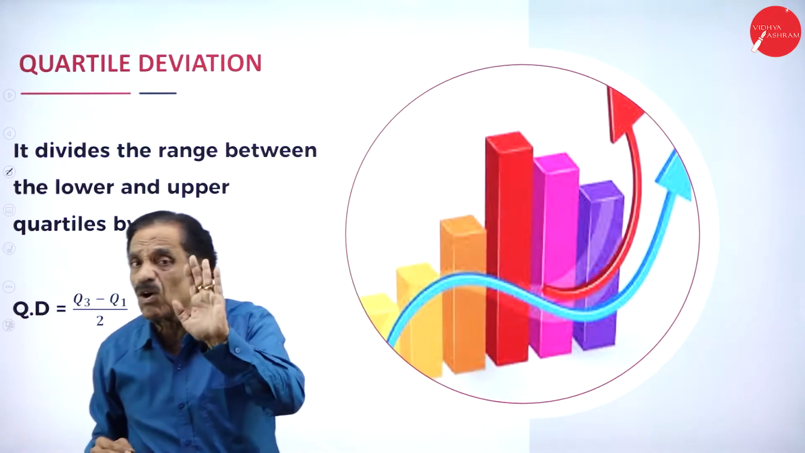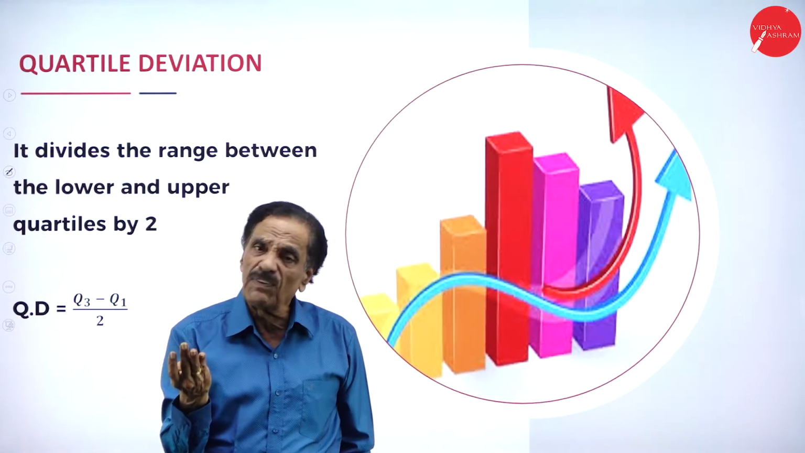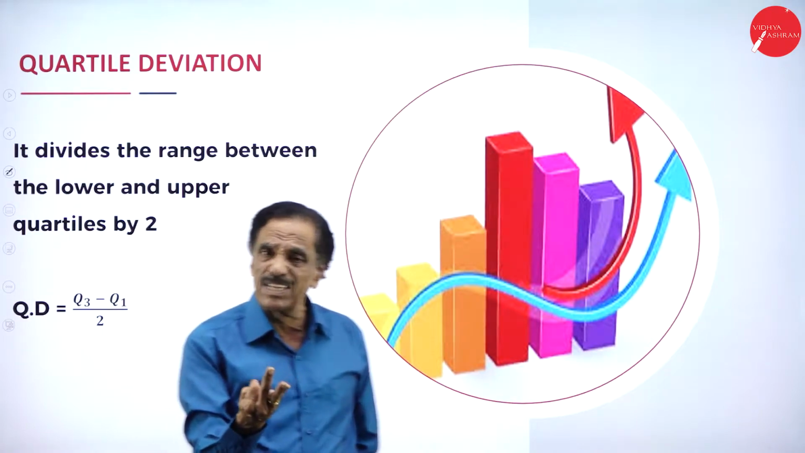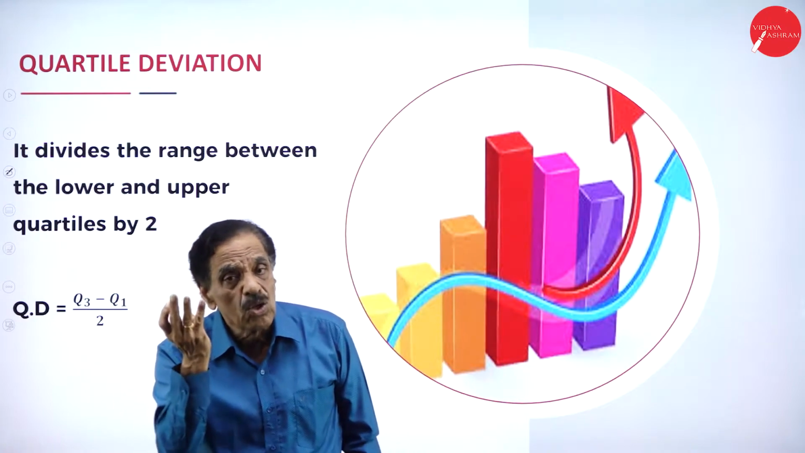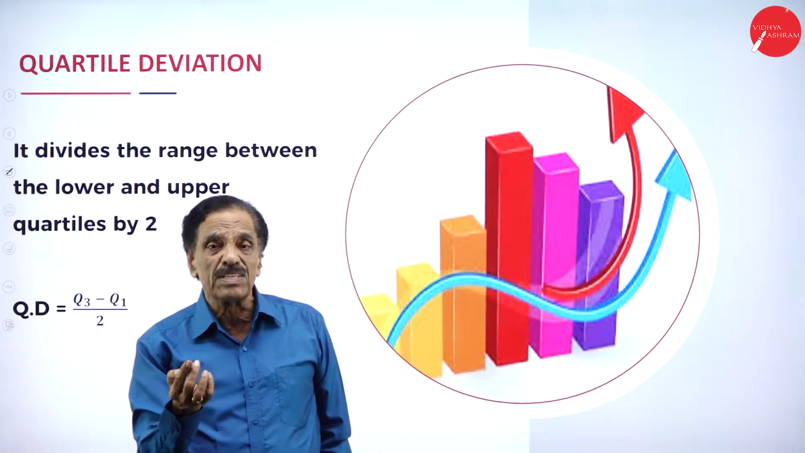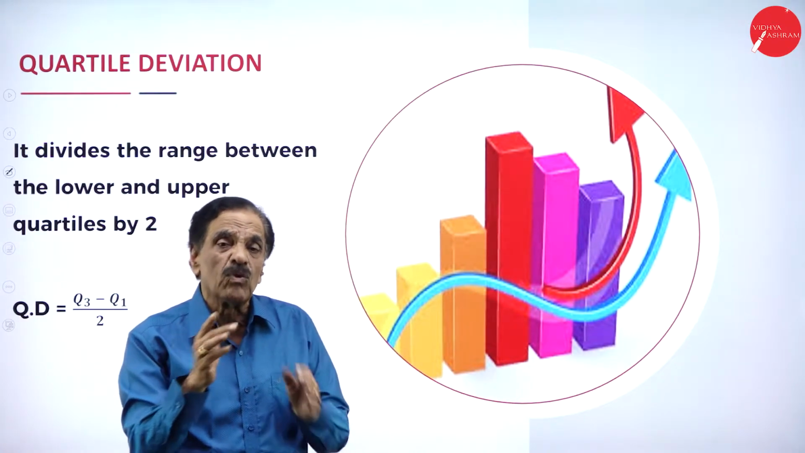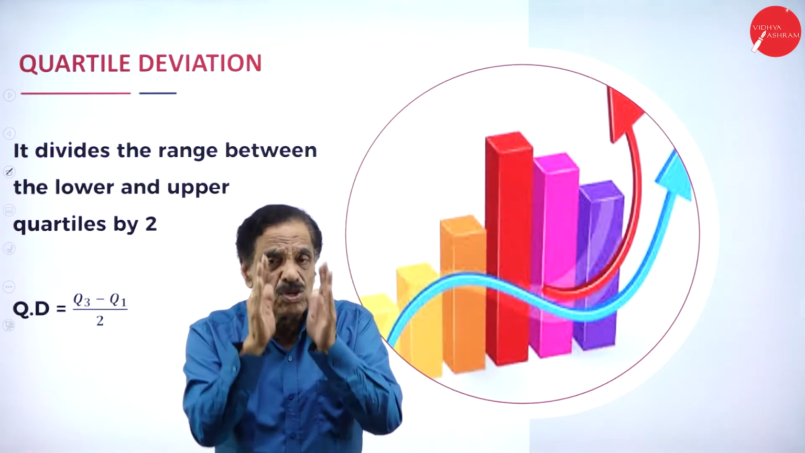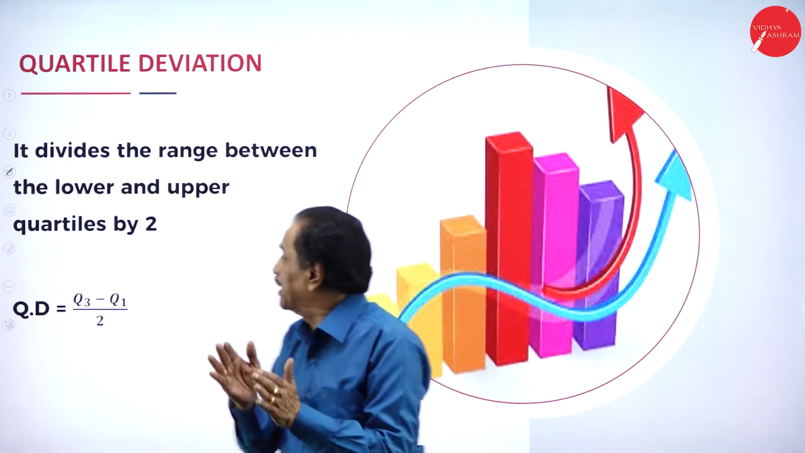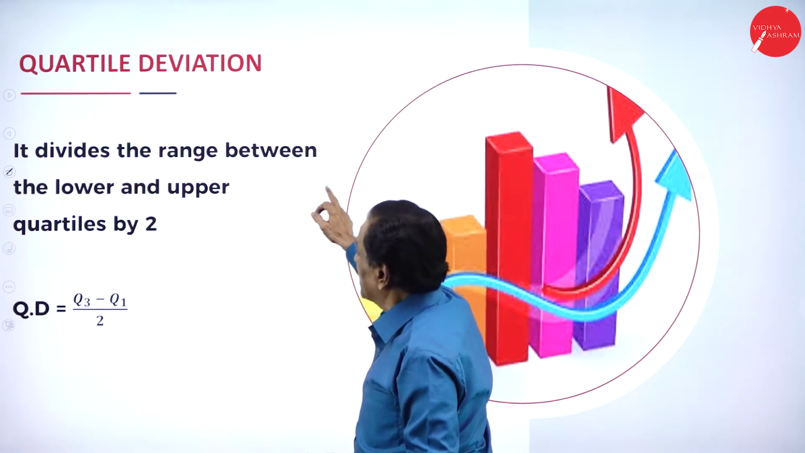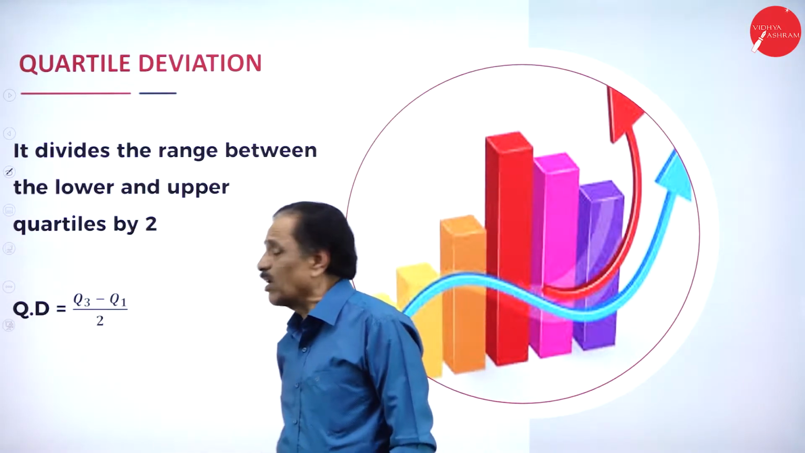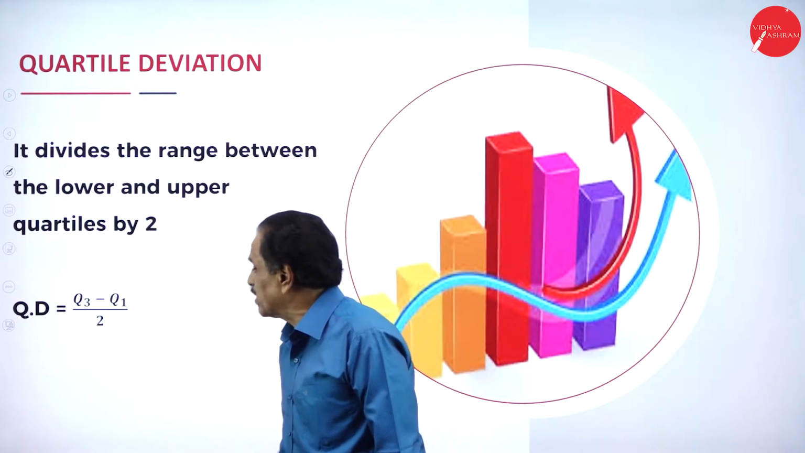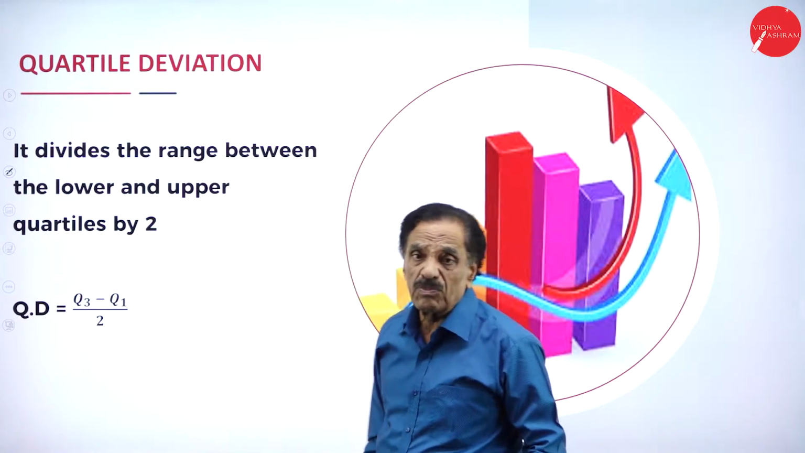So which are the three quartiles? Q1 first quartile, Q2 second quartile, Q3 third quartile. Q1 is called the lower quartile, Q3 is called the upper quartile. What does quartile deviation mean? Q3 minus Q1 divided by 2. That is, divide the range between the lower and upper quartile by 2. Q3 is the third quartile, Q1 is the lower quartile, divided by 2, we say.